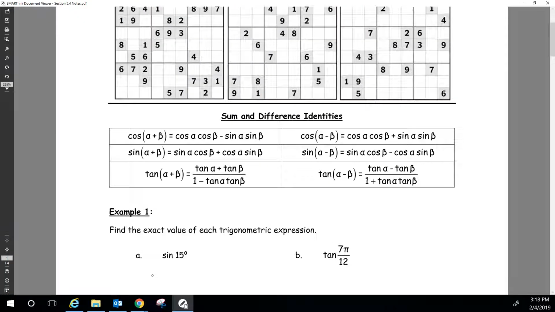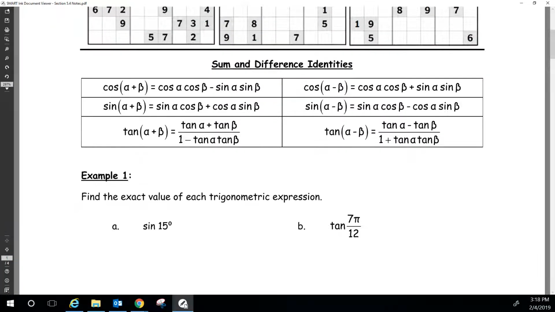So we've got 6 different identities, and these are when you've got two angles. Like this is cosine of alpha plus beta, where alpha is some angle and beta is some angle, and we add them together. Then we could split this guy up and form this big identity here. So why is this ever useful to us?